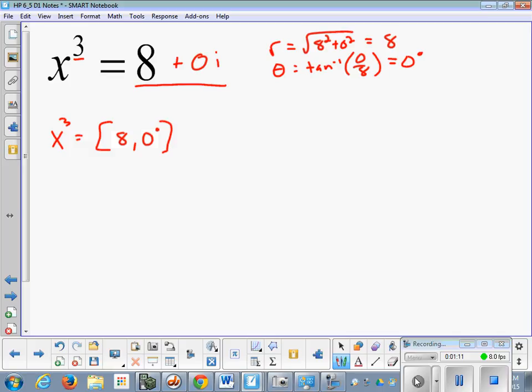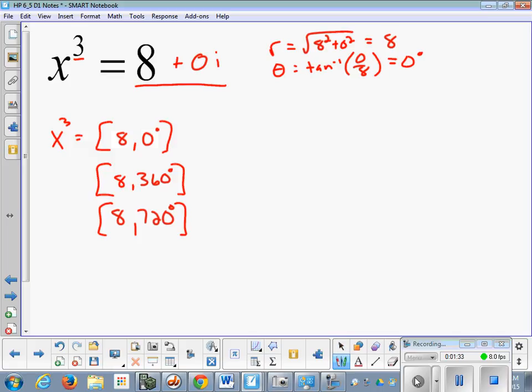Now I said that you could do this in 3 different ways. So 8, 0 is the same as 8, 360, which is the same as 8, 720. Obviously we could keep going, but if we keep going, we just start repeating our solutions. So these are going to give us 3 unique answers.